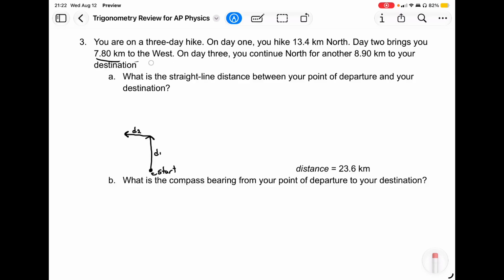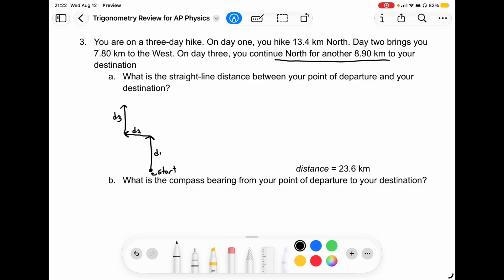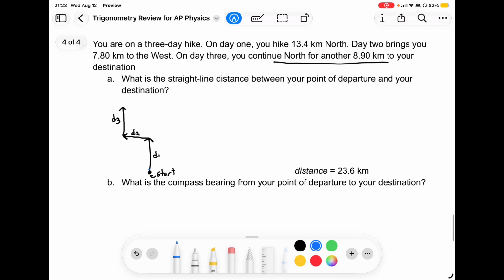And then finally on day 3, we're going to go to the north again for another 8.90 kilometers. So starting where day 2 ended, we'll go up north again, maybe something like that. And that'll be D3. So we went some distance on day 1 to the north, then some distance to the west on day 2, and then some distance on day 3, up to the north again. And overall, we can draw a vector going from our start to our end, and it would look something like this, right?